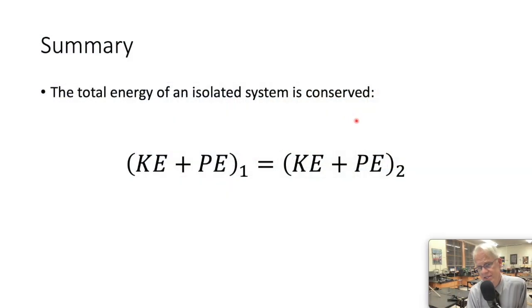All right, let's summarize what we know now. The total energy of an isolated system is conserved. And as long as there's not an external force acting on this system, this should be true. An external force, say, like friction or air resistance.